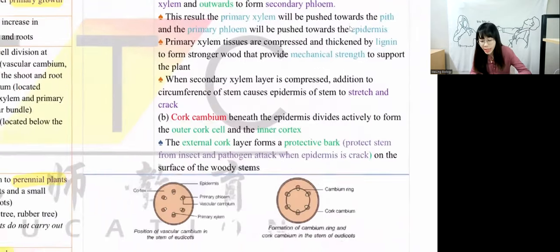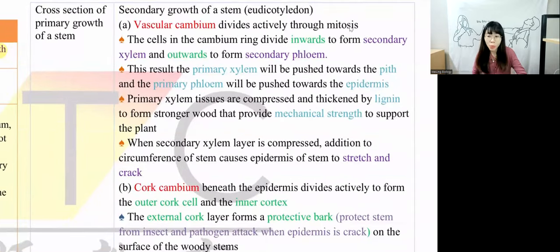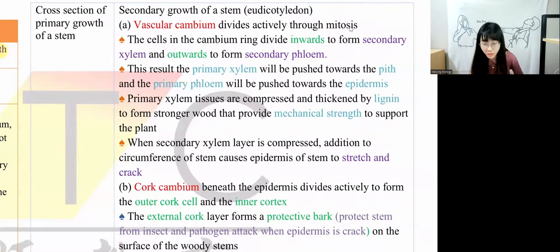Right now, it's your turn to answer my question, guys. We have primary growth and secondary growth, right? Before primary growth is what process? Before primary growth is germination, very good. After primary growth is secondary growth, very good. Does primary growth increase in length or diameter? Primary growth increases in length, correct? Secondary growth increases in diameter. Very good.